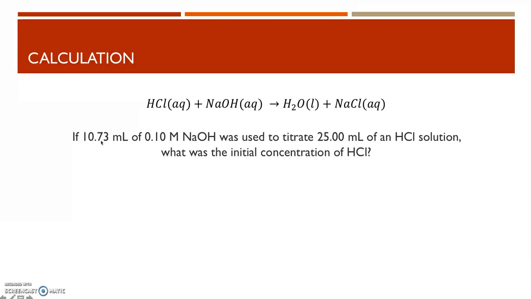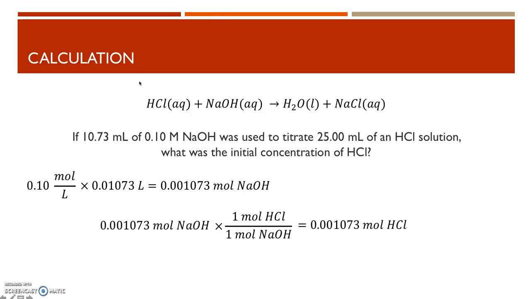If I used 10.73 milliliters of 0.1 molar NaOH to titrate 25 milliliters of an HCl solution, what was the initial concentration of the HCl? Well, I start with what I'm given, the amount of NaOH that's used. So I have my concentration times the volume in liters. My units are going to cancel for liters. I'm going to end up with moles of sodium hydroxide.